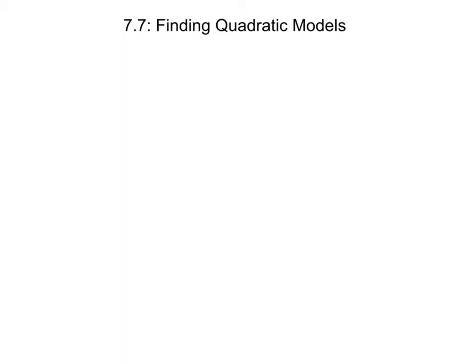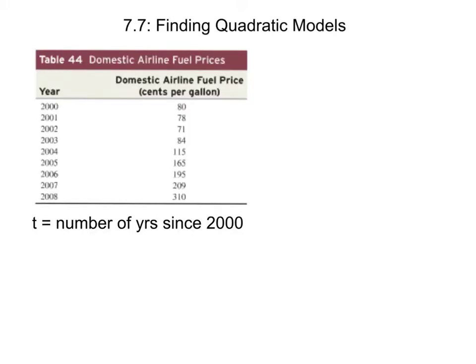In section 7.7, I'm going to go over how to find a quadratic model in standard form for a set of data. And then we'll also discuss how to choose the appropriate kind of model for a set of data. Consider this set of data, which gives the domestic airline fuel prices for various different years. T is the number of years since 2000. We'd like to find a quadratic model for this data.